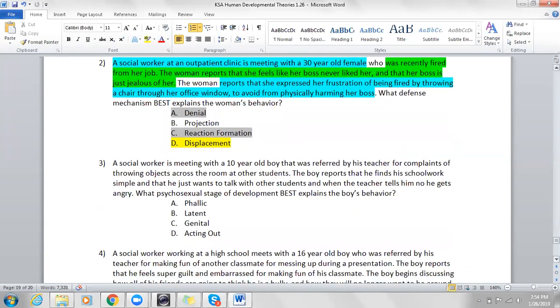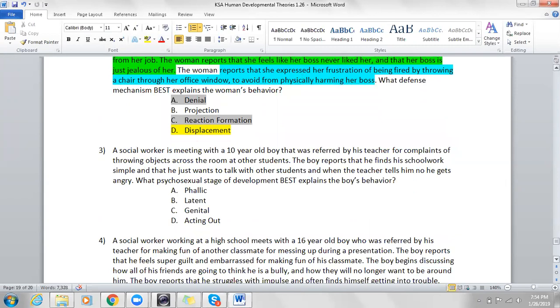So then question number 3. A social worker is meeting with a 10-year-old boy that was referred by his teacher for complaints of throwing objects across the room at other students. The boy reports that he finds his schoolwork simple and that he just wants to talk with other students. And when the teacher tells him no, he gets angry. What psychosexual stage of development best explains the boy's behavior? Phallic, latent, genital, acting out. And when you have your answer, type one positive thing about yourself in the chat.